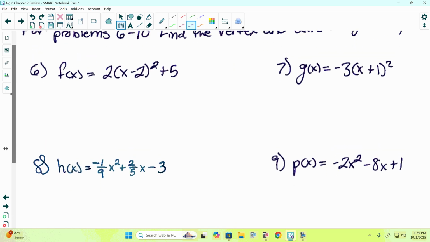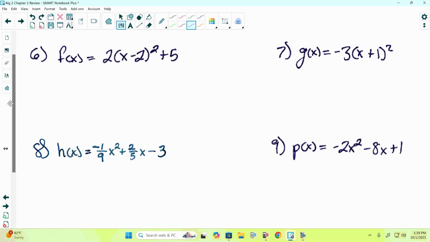Let's look at 6 through 10. Well, 6 and 7 are the same type. This here, it's asking for the vertex and the axis of symmetry. The general form for this here is y equals a times x minus h squared plus k. It's asking for the vertex and the axis of symmetry.